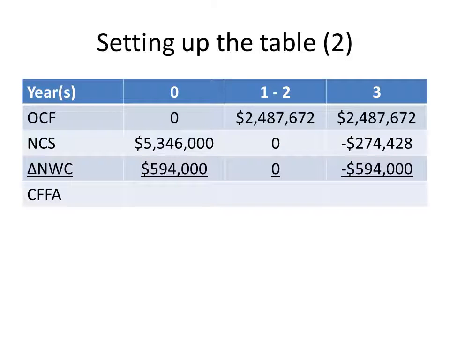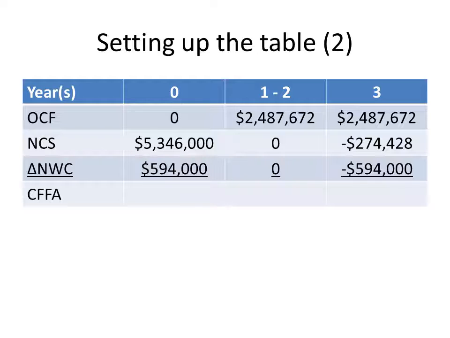So here we have our table. And as we mentioned in the previous slide, year 0 is its own column. Years 1 and 2 share a column because they're identical. And year 3 has its own column. And for each of these columns we have rows for operating cash flow, net capital spending, and change in net working capital. And we mentioned that operating cash flow in year 0 is 0, but then it's the same numbers for years 1 through 3, and our chart reflects that. Our net capital spending in year 0 is $5,346,000.